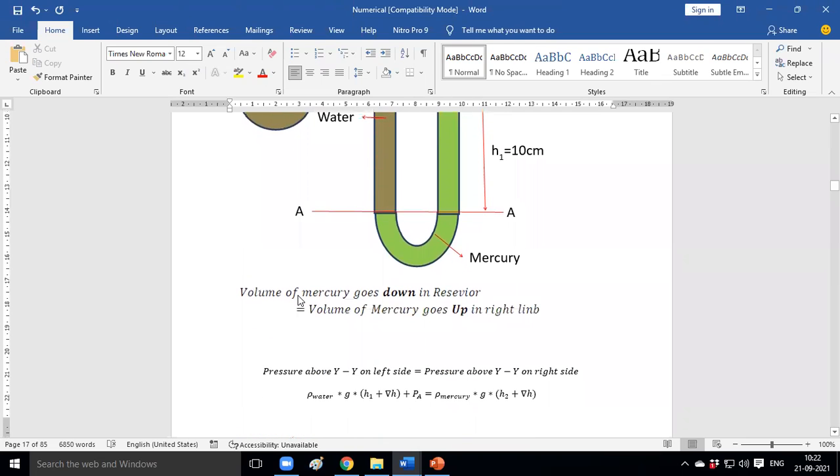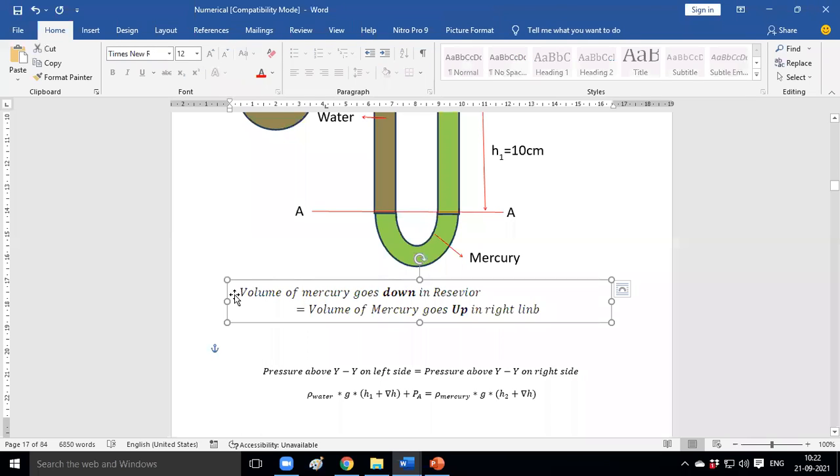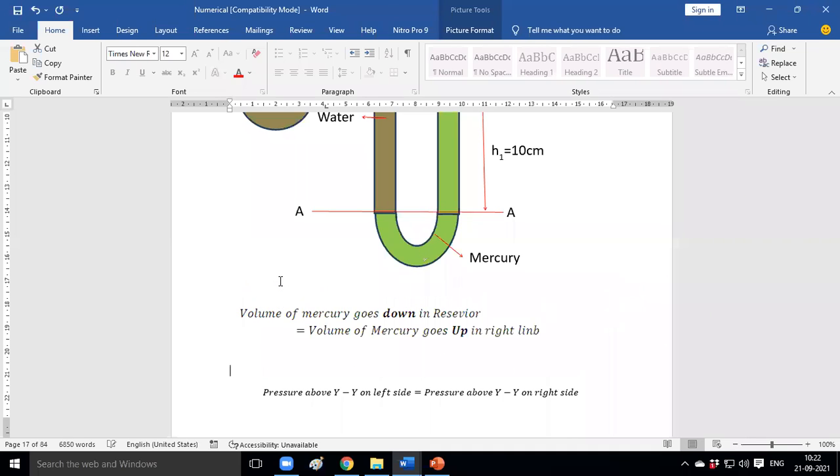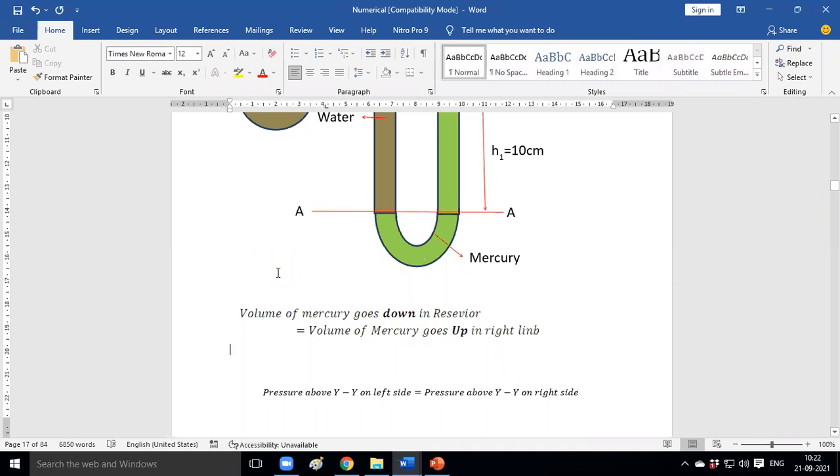Then the volume of mercury that goes down in the reservoir is equal to the volume of mercury that goes up in the right limb. The equation says that the volume of mercury goes down in the reservoir, and at the same time the mercury level goes up in the right limb.